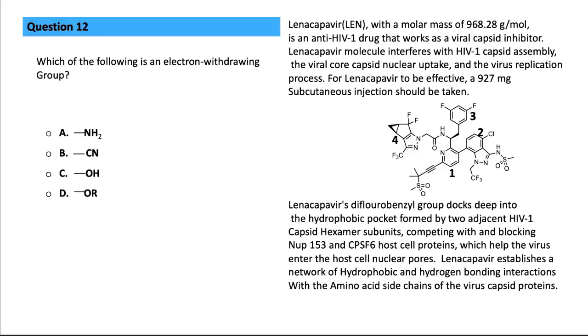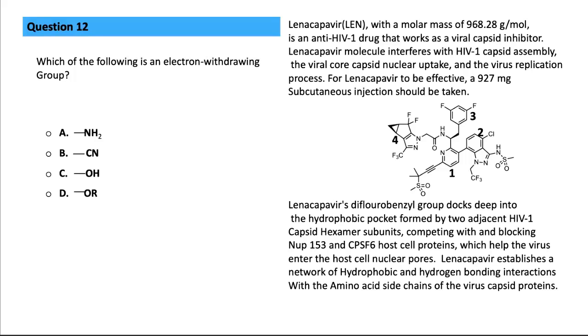Question 12. Which of the following is an electron withdrawing group? Electron withdrawing usually happens when an atom pulls electron density towards itself through resonance or induction. Electron donating groups are atoms or groups with available lone electron pairs to donate.